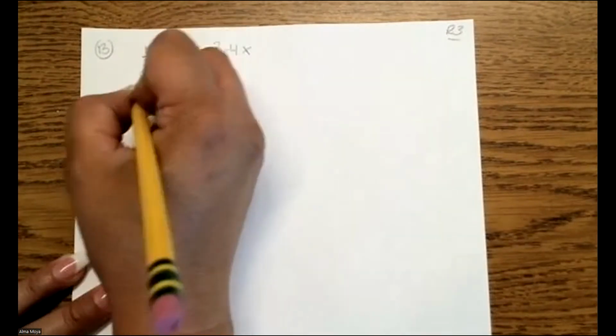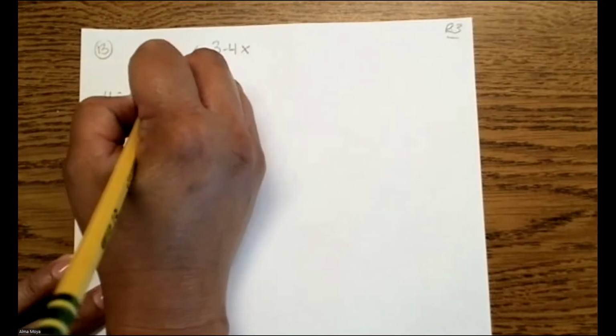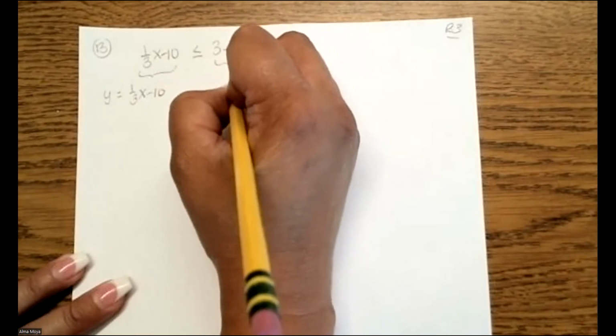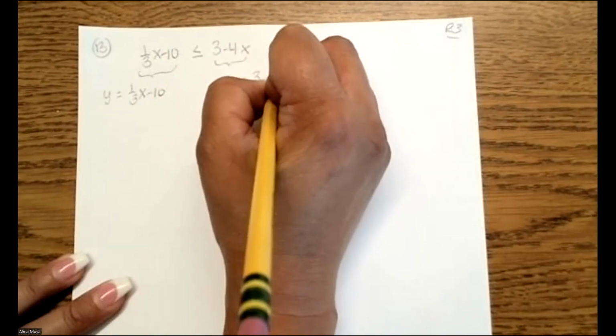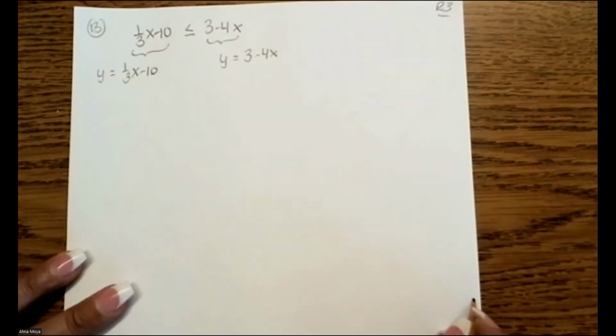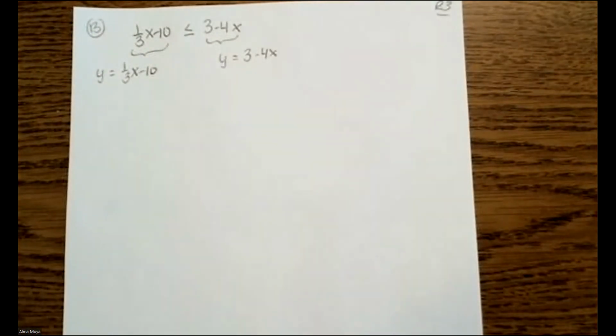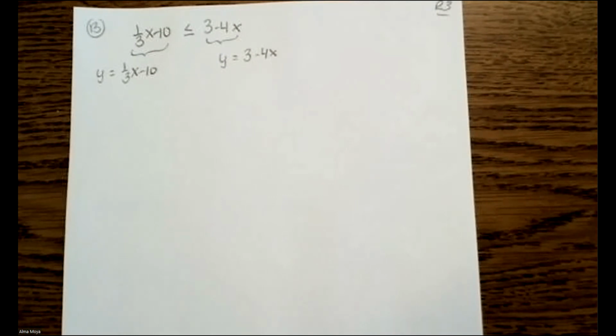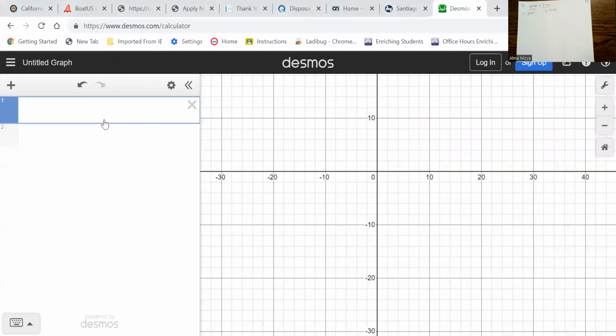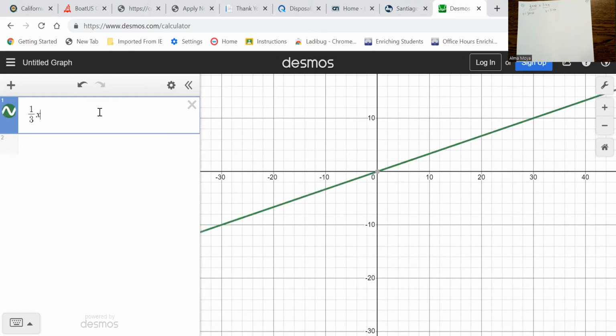So I'm going to go ahead and type this into my y. That's 1/3 x minus 10. And this is going to be my next y, which is 3 minus 4x. I'm going to go ahead and plug these into Desmos and see what they look like. So the first one says 1/3. Now, if you hit 1 divide 3 and it automatically divides, just make sure you hit the arrow to the right to get out of the denominator.